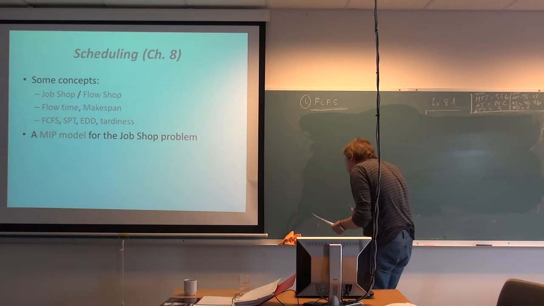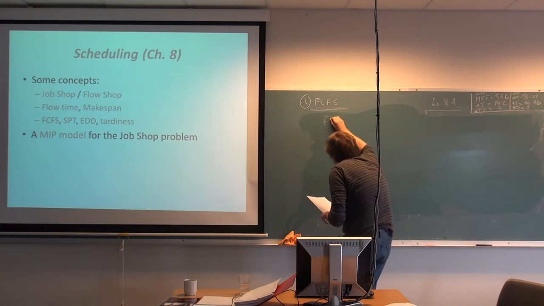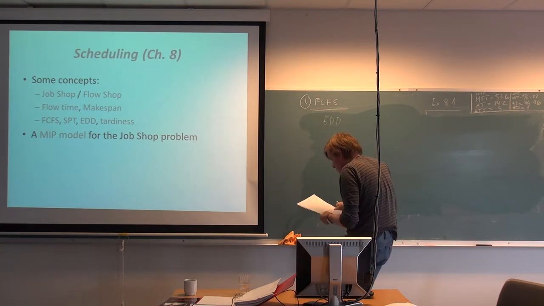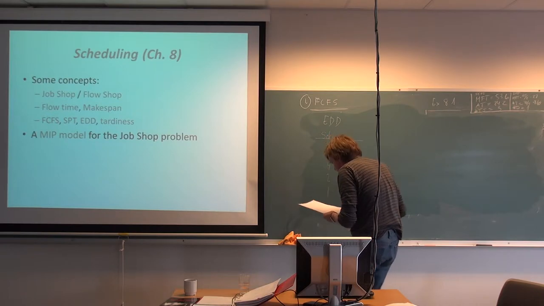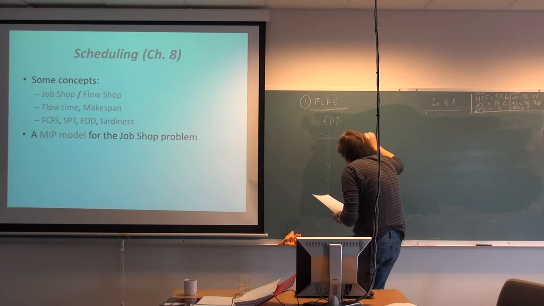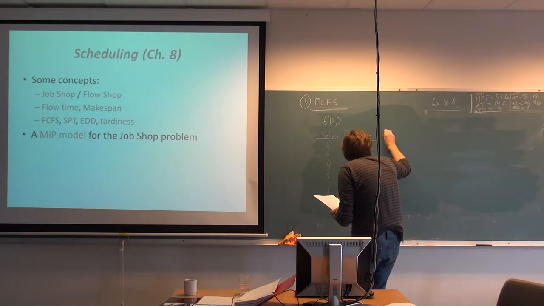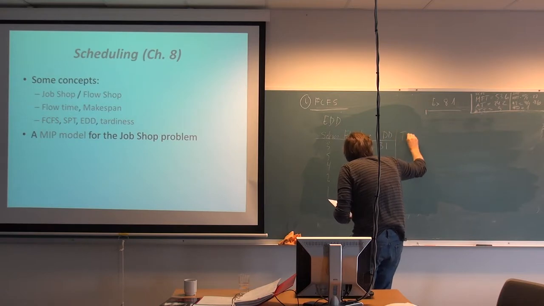Okay, so if we look at the EDD, earliest due date, as our sorting criteria, then the sequence is 3, 5, 4, 2, 1. I'll just write this up. We have already perhaps forgotten the flow times. So we start with job 3. It has a flow time of 31 and a due date of 31. So it ends up exactly with 0 on the tardiness.